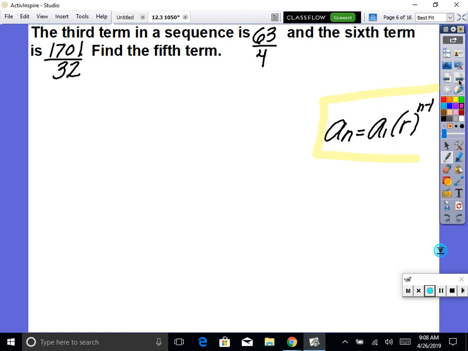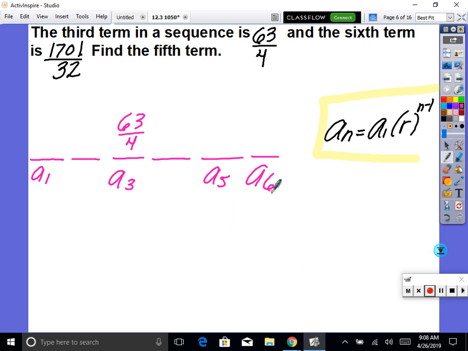So it says the third term in a sequence is 63/4. The sixth term is 1,701/32. It says find the fifth term. So what I would do is kind of draw myself a picture. Here's a sub 1, 2, 3. Isn't that what we're given? So 63/4, then it's a sub 4, a sub 5, then a sub 6.